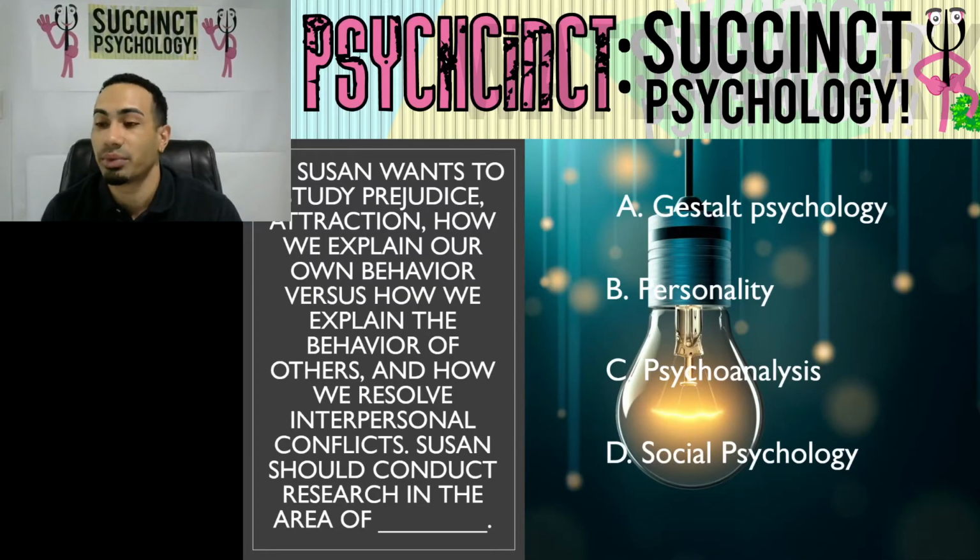Well, we just went over what personality psychology was, so we know it's not that. And we're talking about prejudice, attraction, how we explain our own behavior versus how we explain the behavior of others, and how we resolve interpersonal conflicts. So those all have to do with people interacting with other people. And we know that the psychological perspective that uses that is social psychology. And so that would be choice D.